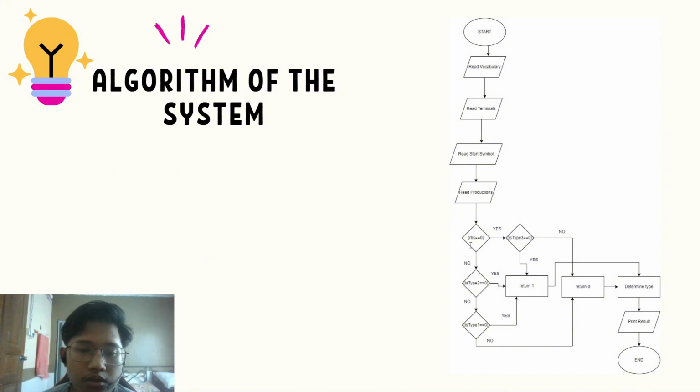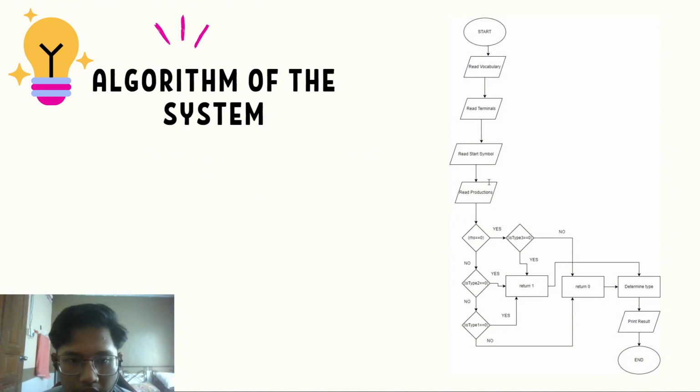And next it will go to read production. The program reads the production rules, which describe how a symbol can be replaced by other symbols. So next, it will go to check if left hand side equals 0, where if the length of the left hand side of any production rule is 0, it will return 0. This indicates that the grammar is unrestricted, type 0.